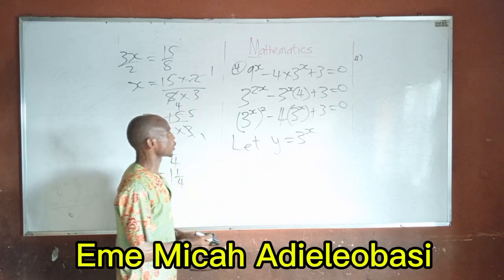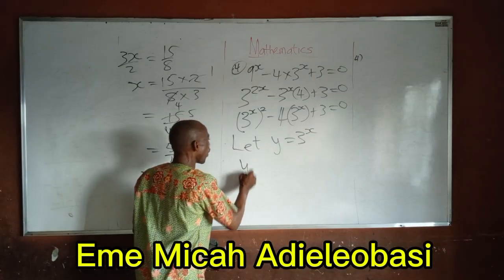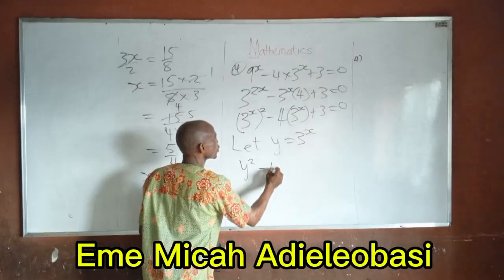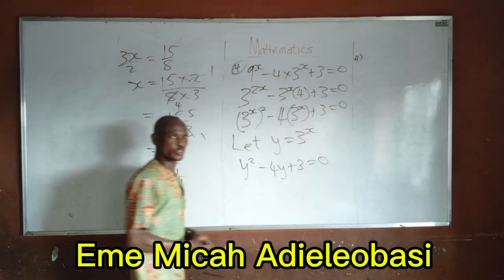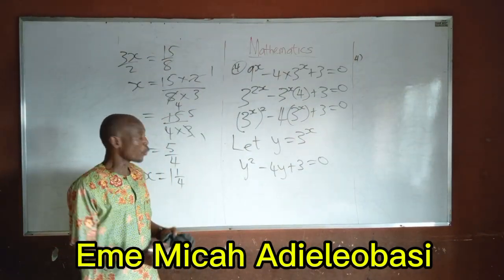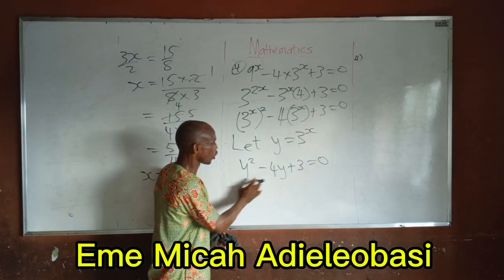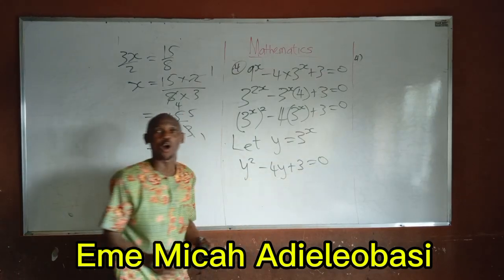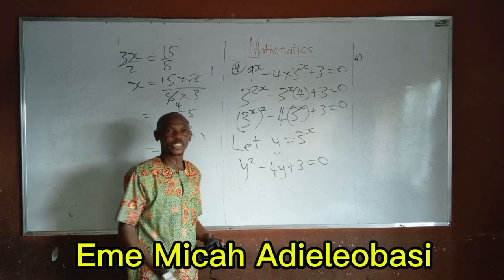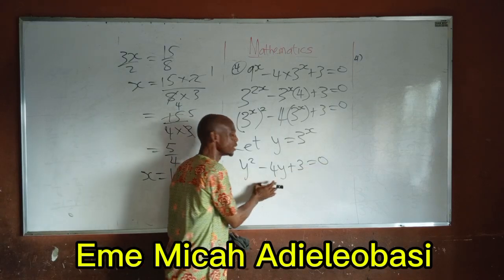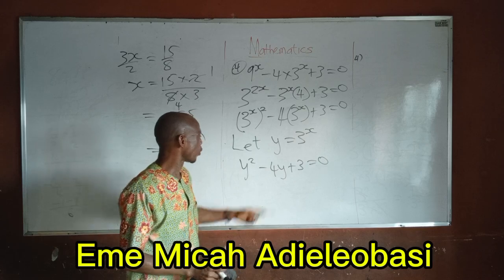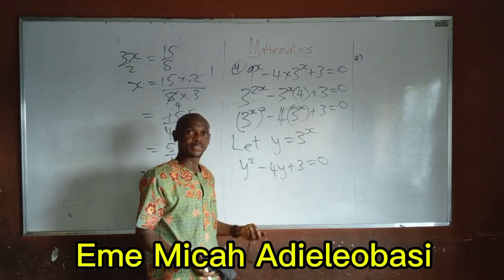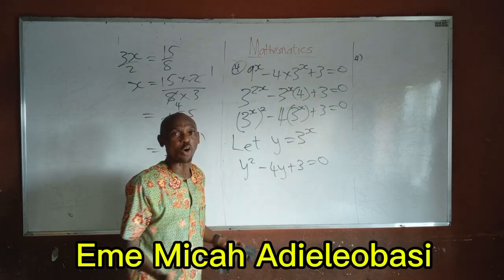So now this equation becomes what? y squared minus 4y plus 3 is equal to 0. The equation has now been changed into what? A quadratic equation. This is a quadratic equation in mathematics. Now we can solve the quadratic equation by using the factorization method.